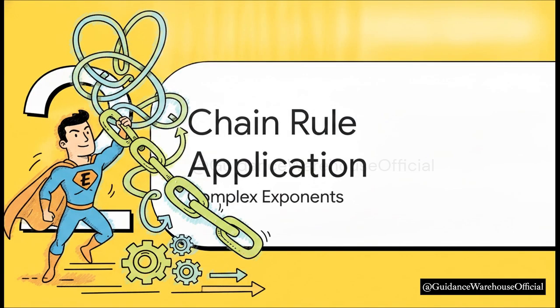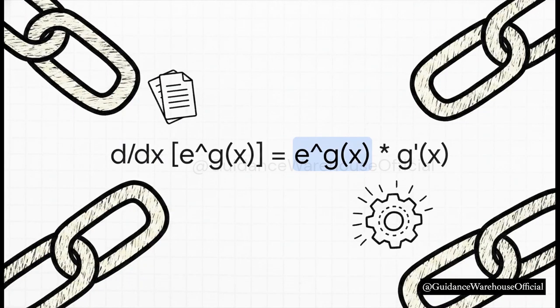Moving to section 2, the chain rule application. Because, we have to ask, what happens when our invincible superhero gets a slightly more complicated exponent? Watch how this formula builds step by step. If we want the derivative of e to the power of some function, we'll just call it g of x, we rely on our trusty chain rule.